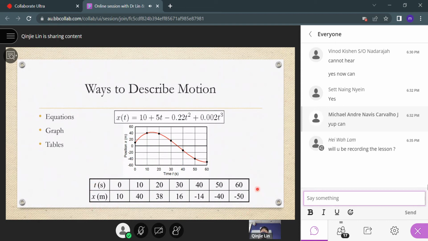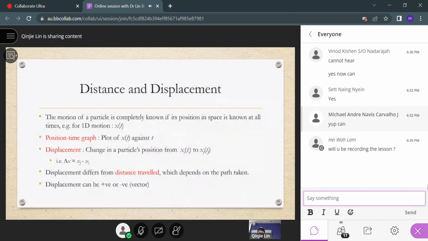Table is in this form. So if you have a row with the time, and then you have another row with an x, which is the position, you can basically tell or estimate the motion of that particle. Actually, they are all related. So if you plot this, you will get a graph. If you plot the table, you also get a graph. This table also is the same as the equation. Of course, they are related. They are describing the same particle, just different ways to describe it.